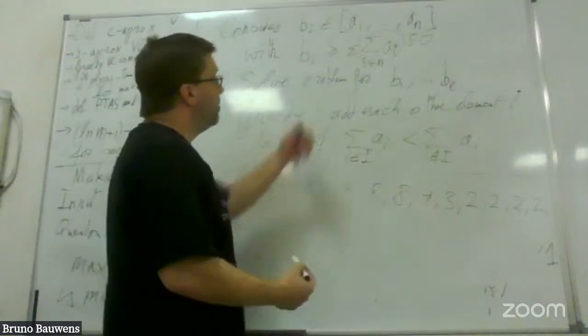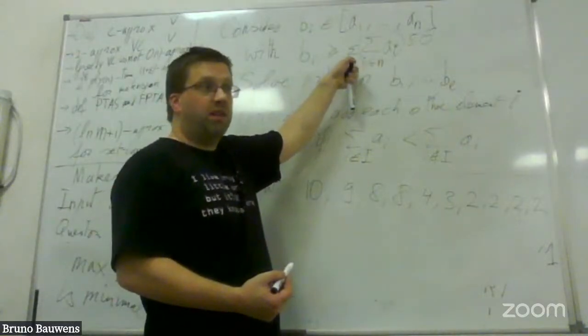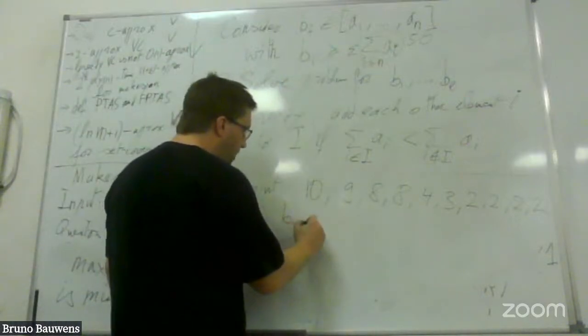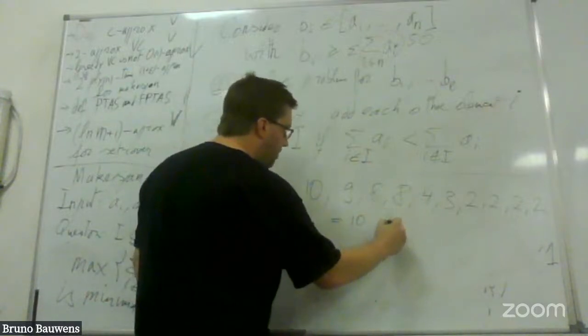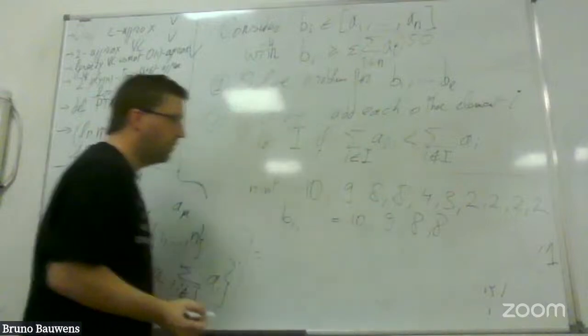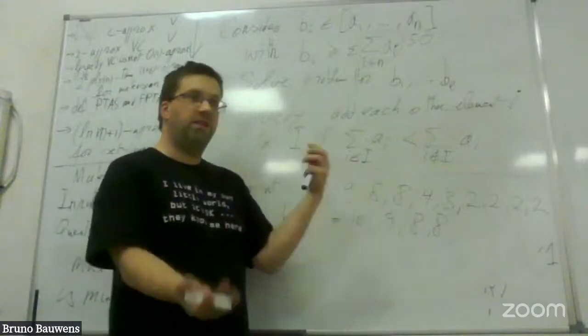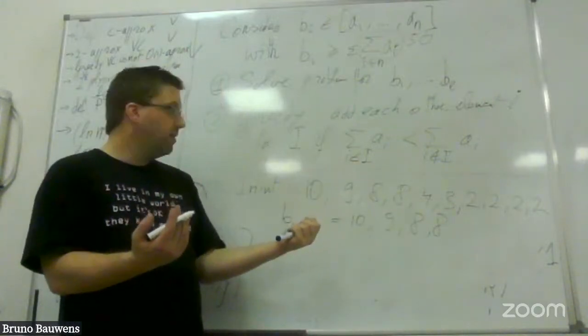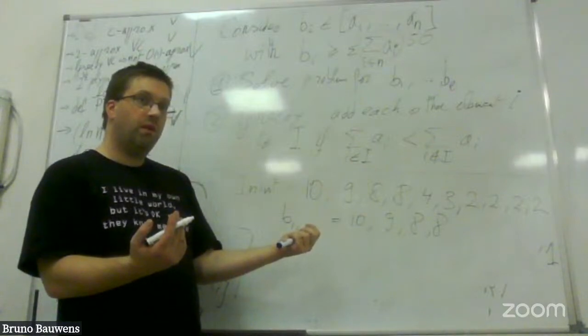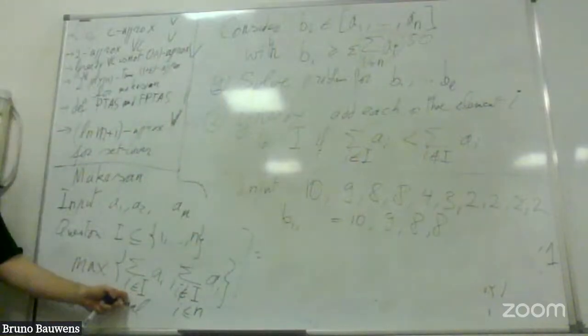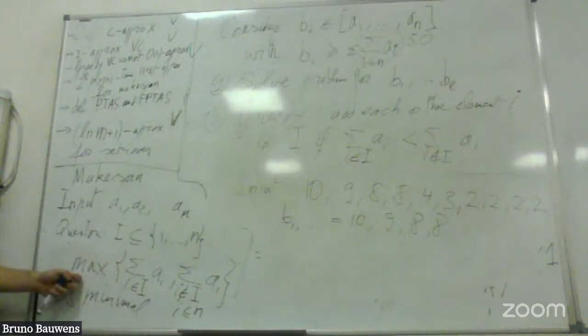So then what we have to take here are all numbers that are bigger than 5. So then we have B1 tilde equal to 10, 9, 8, and 8. Then we do the brute force solution. What is the partition that makes them maximally equal? Brute force means exponential search. So we have to find a subset I of elements for which this maximum is minimal. So we try all the subsets.